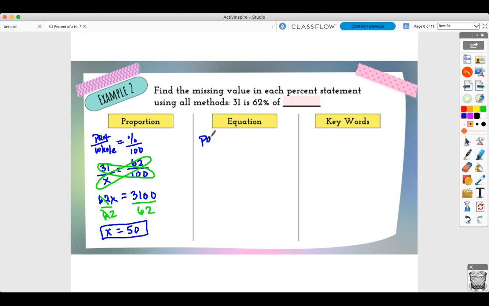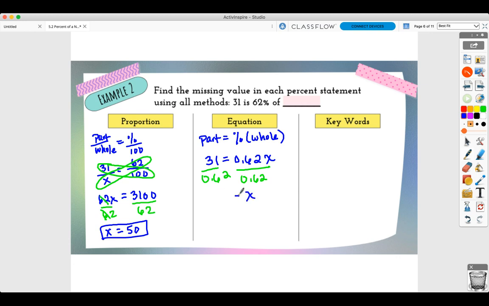Equation is part is equal to percent times whole. So part in this is 31 is equal to 0.62. I'm not in team fractions. Sorry about that. If you are team fraction, you can do it. And our unknown is x. This time, our variable is on the right side. You just have to isolate it. So we're just going to divide by 0.62. Make sure you divide this properly.